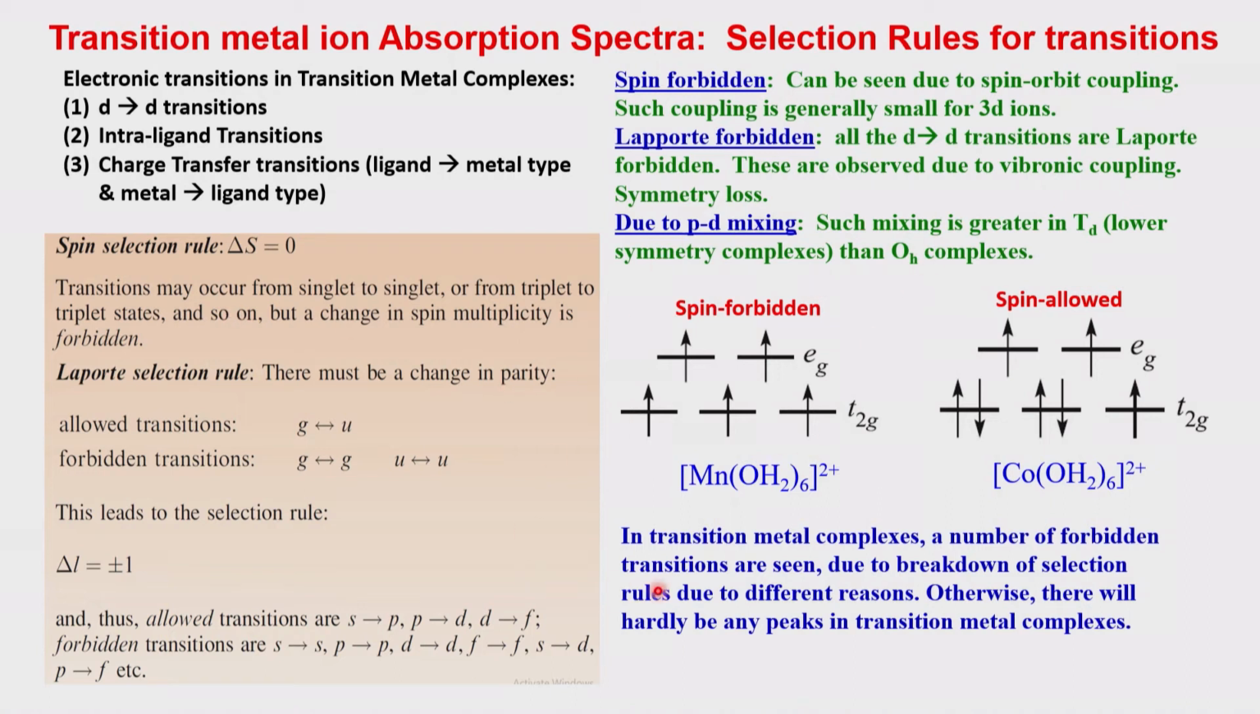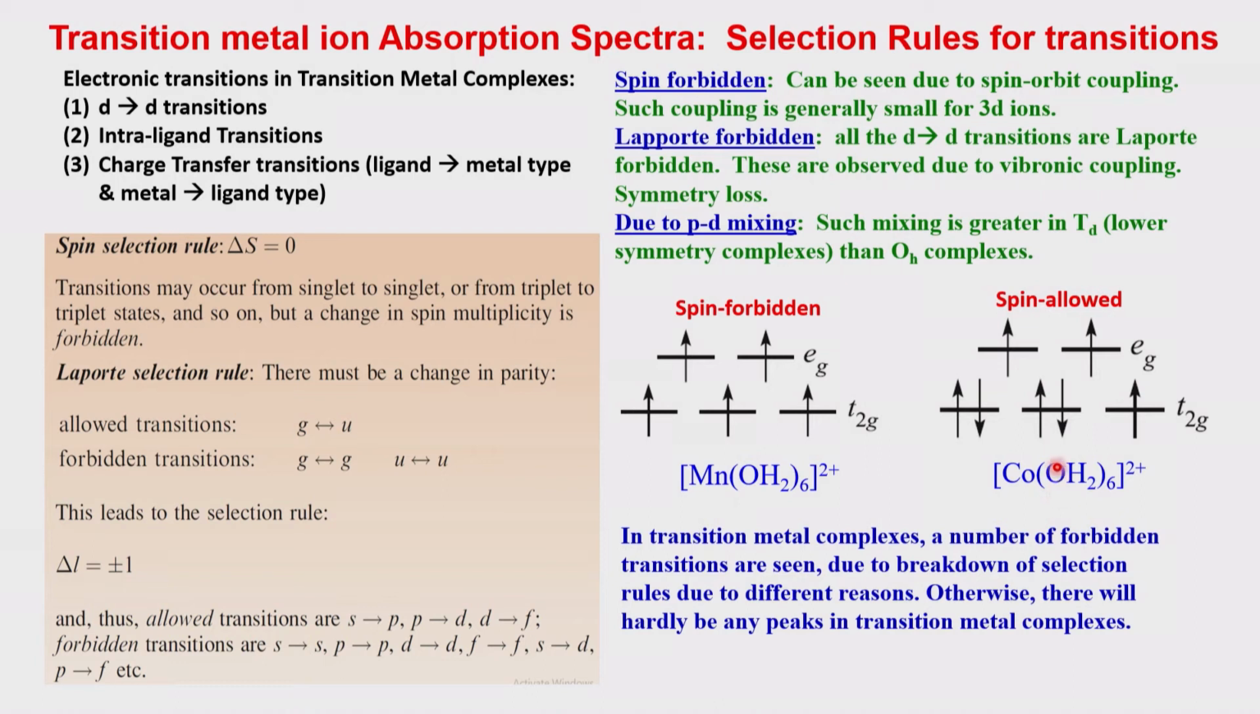And you can see what we talked about as the delta S difference. This is spin forbidden, because if this electron goes here, how can it pair? If this electron goes here, it cannot pair. Similarly, this electron goes here, and this electron goes here, it does not pair. That is what spin forbidden means.